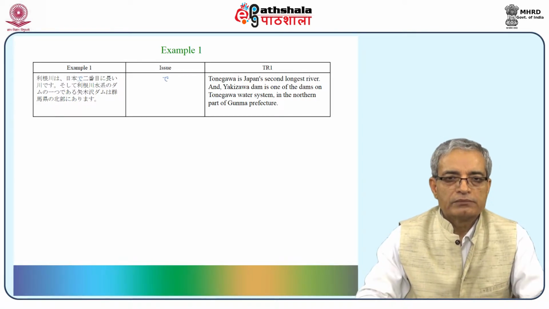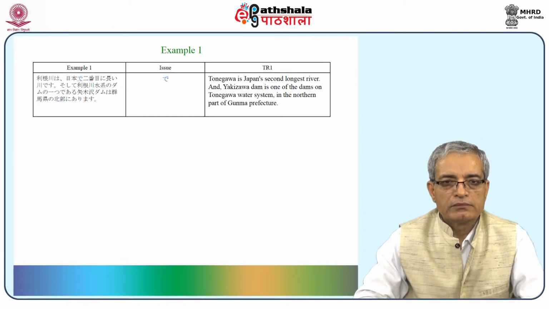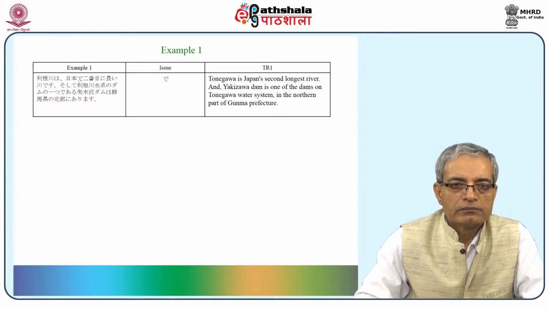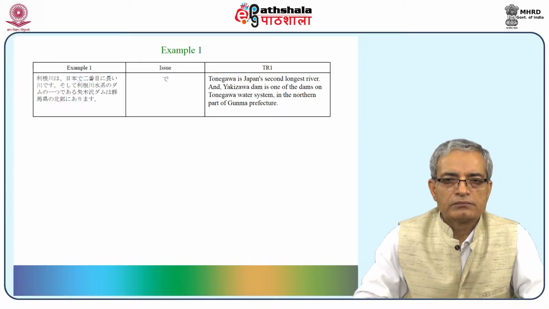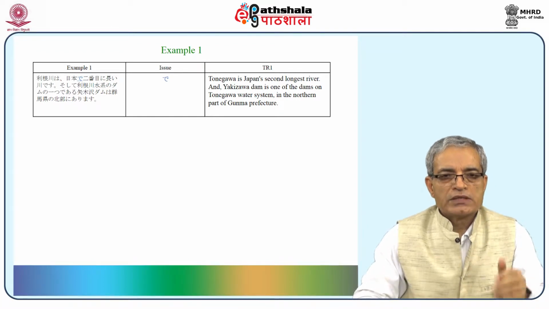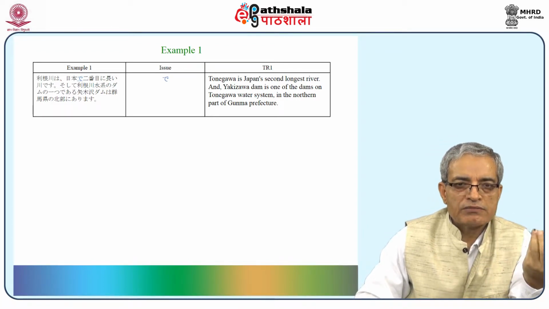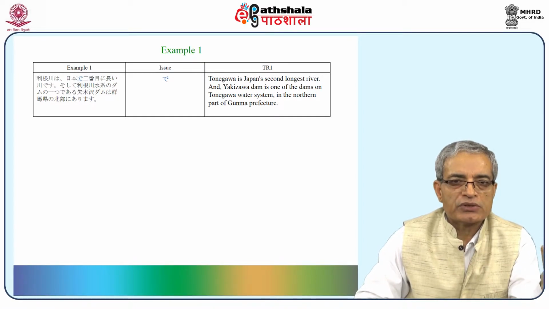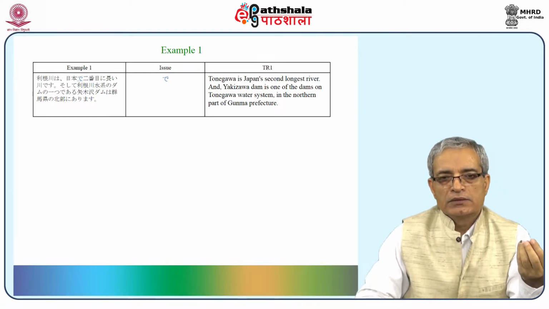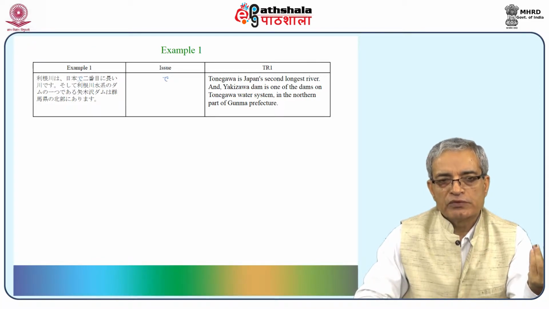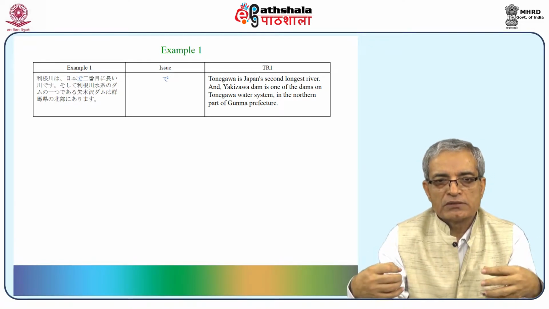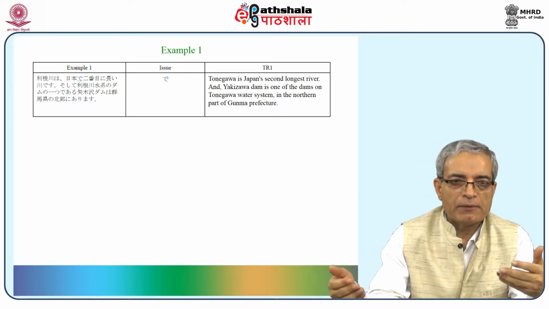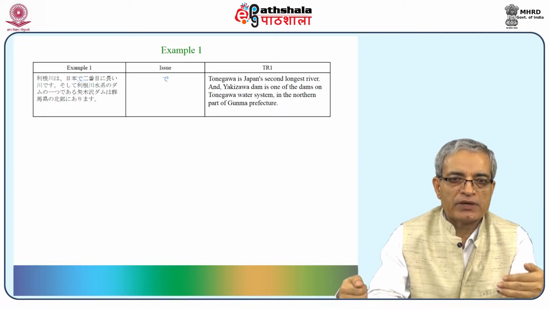Tonegawa wa Nihon de 2番目に長い川です。そして利根川水系のダムの一つである something ダムは群馬県の北部にあります。It's Yakizawa Dam, and now see there are some words like Yakizawa Dam, then Gunma Prefecture, then Tonegawa. These are the names which confuse you. We'll try to concentrate on these things also later on, but if you leave out these things and replace them with something, for example ABC, then it becomes easy to comprehend.